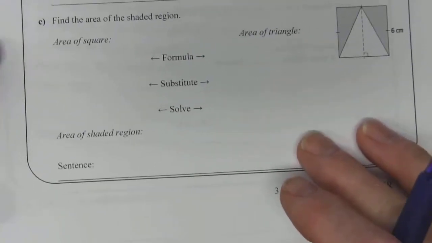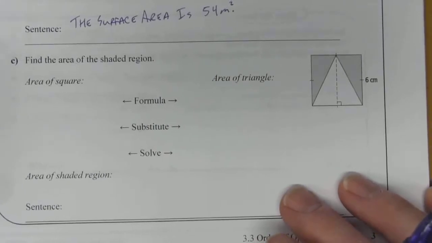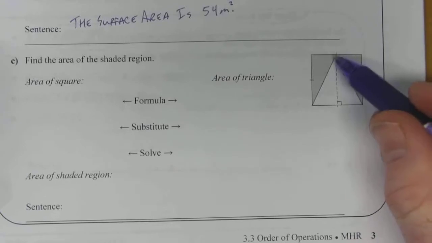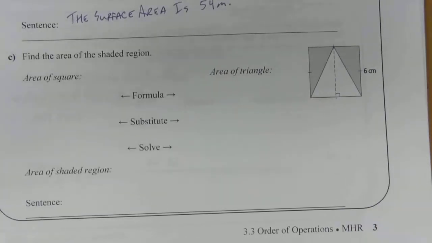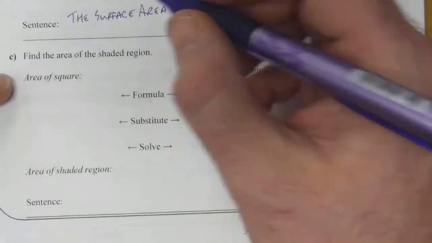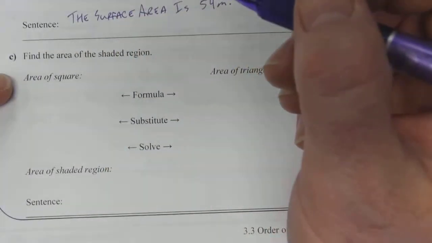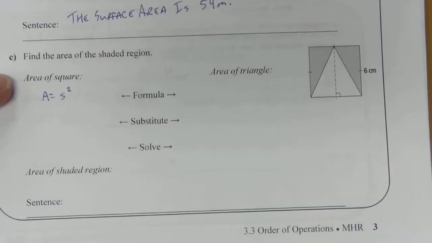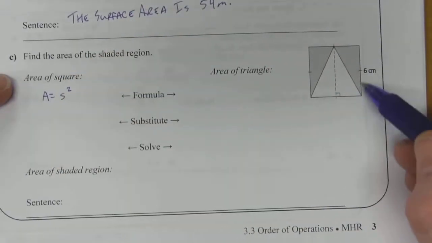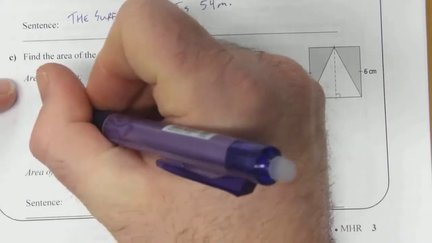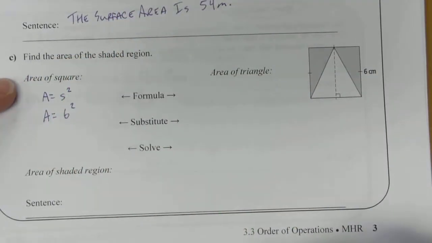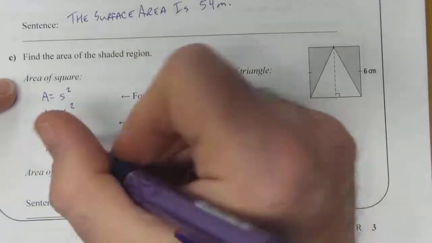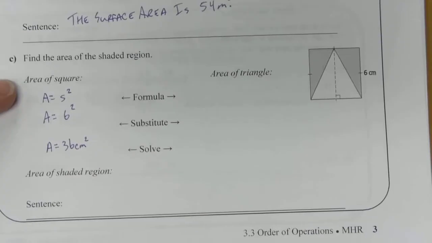Lastly, part C, find the area of the shaded region. So, we've got little ticks on the side of this box, which indicates that all 4 sides are the same, which means it's a square. And we know that the area of the square is equal to s squared. And in this case, s is 6 centimeters, so the area is equal to 6 squared, which is 36, and we're dealing with centimeters, so 36 centimeters squared.